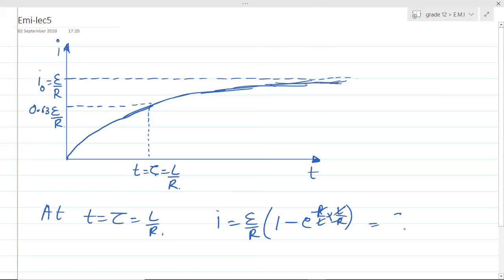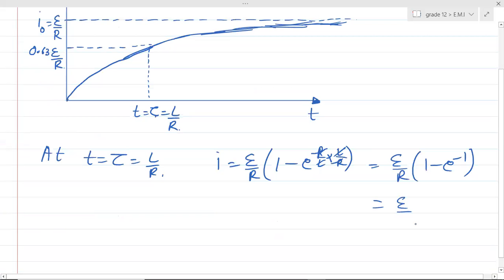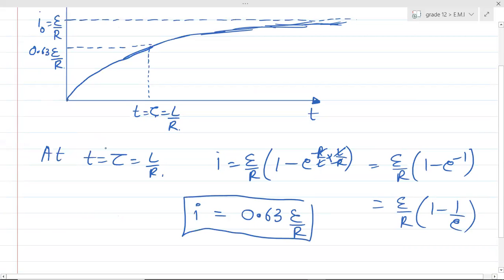This will be E by R into 1 minus e to the power minus 1, and this will be E by R into 1 minus 1 upon e. e is 2.71, and when you solve this thing, this current will become 0.63 times of E by R. That's why I told you that when time is this much, the current is this much. So how is the time constant defined? This is the time when the current becomes 0.63 times of the maximum current.